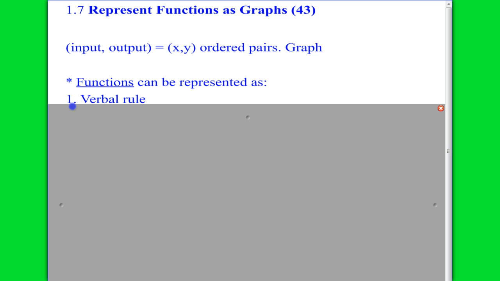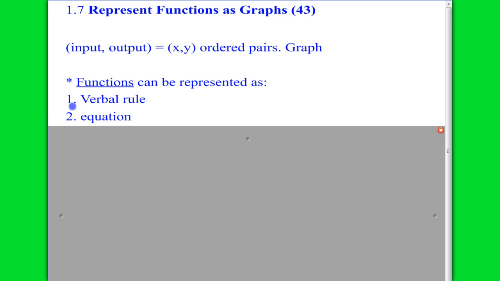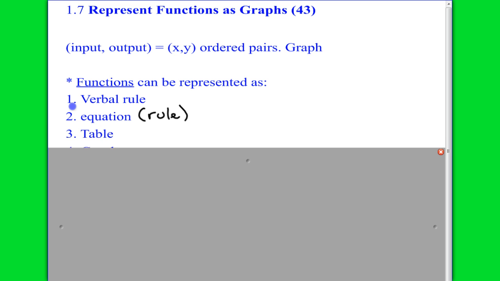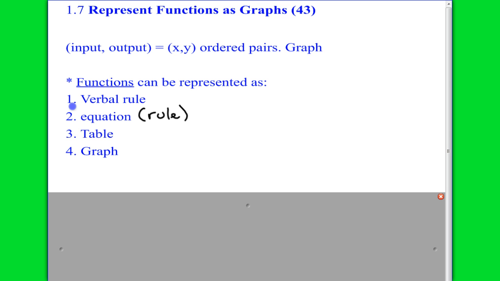As a verbal rule, we saw that yesterday. I could just say that, the output is the input plus 25. So I could just write that for you in words or say it in words. It could also be an equation. Another word for equation is a rule. And then definitely we could put these things in a table. A function is, we saw yesterday, functions and relations in tables. And then finally, what we often do with them is take them to a graph.